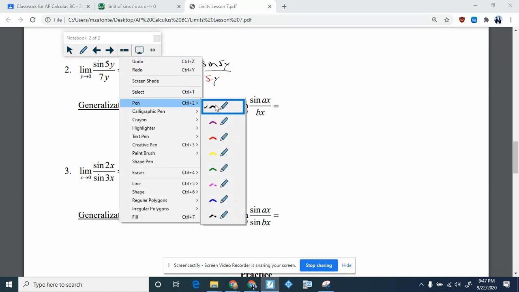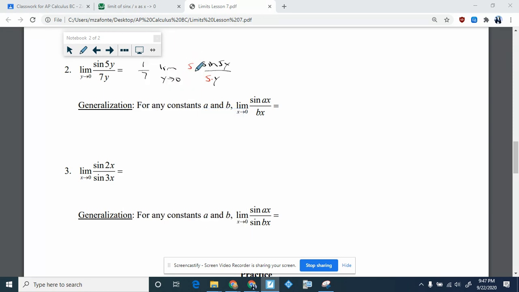And then what I can now do is say, all right, this 5 up top, I'm going to pull out. 5 times a 7th, that's 5/7. And then I'm going to get the limit as y goes to 0 of sine of 5y over 5y. And there I have that little pattern I saw before.